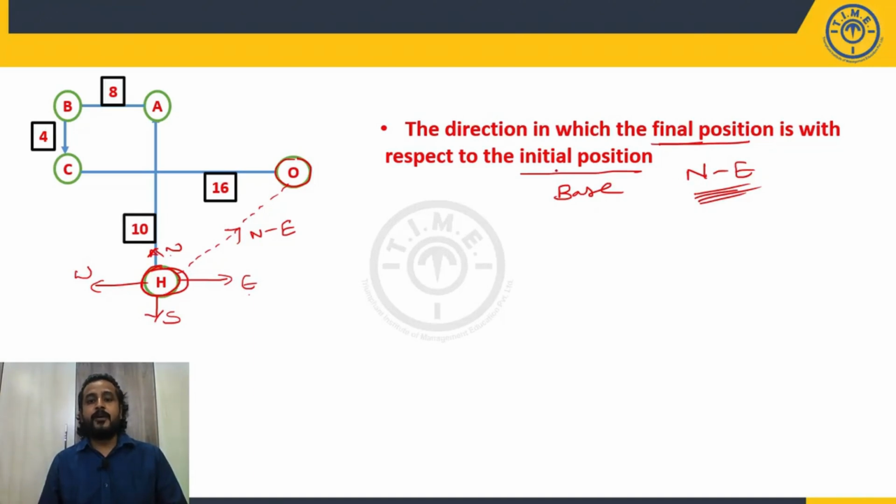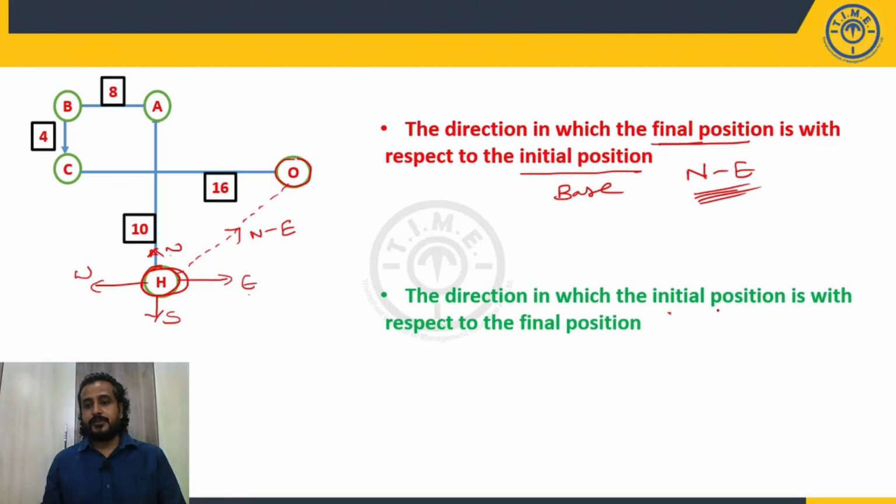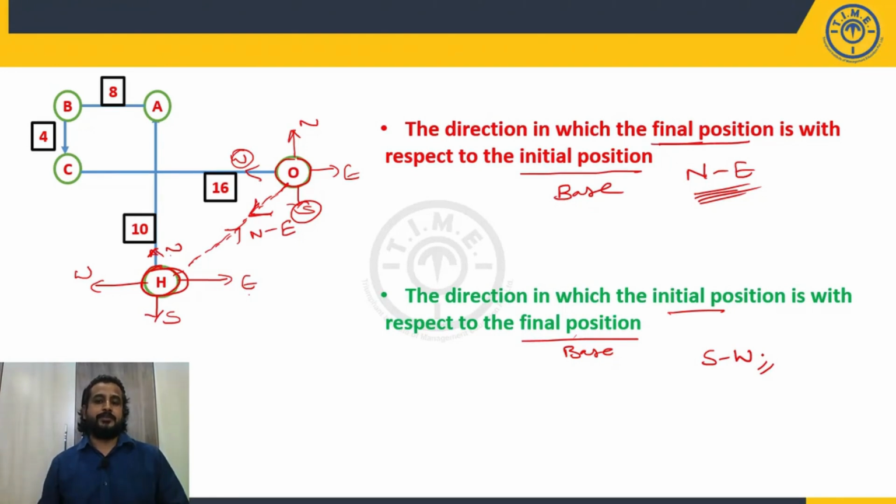Fine. So the base point is very, very important. Final point with respect to initial point. So from the initial point, we need to look at the final point. Okay. Now what is another question type? Direction of the initial position with respect to final position. Now what is the base here? Final position. So from the final position, we need to see the initial position direction. With respect to the point, right hand side is east on a paper, left hand side is west, downwards is south, upwards is north. So what is this direction now? Between south and west. So what will be my answer? Southwest.